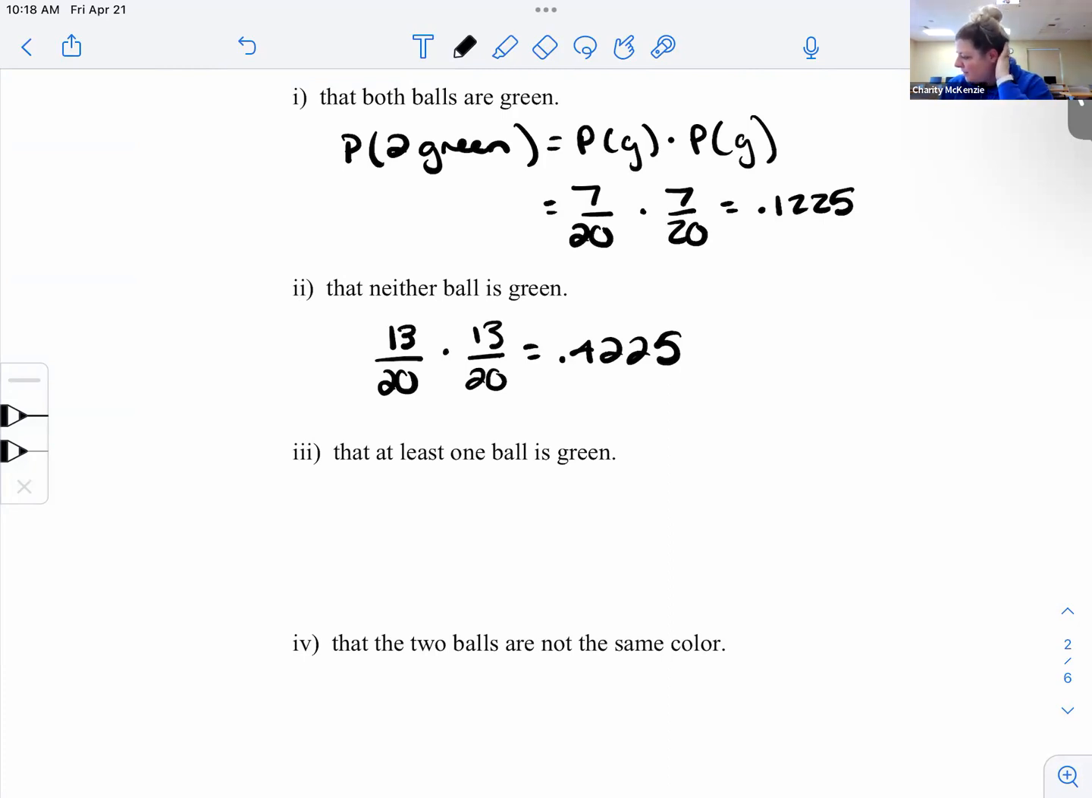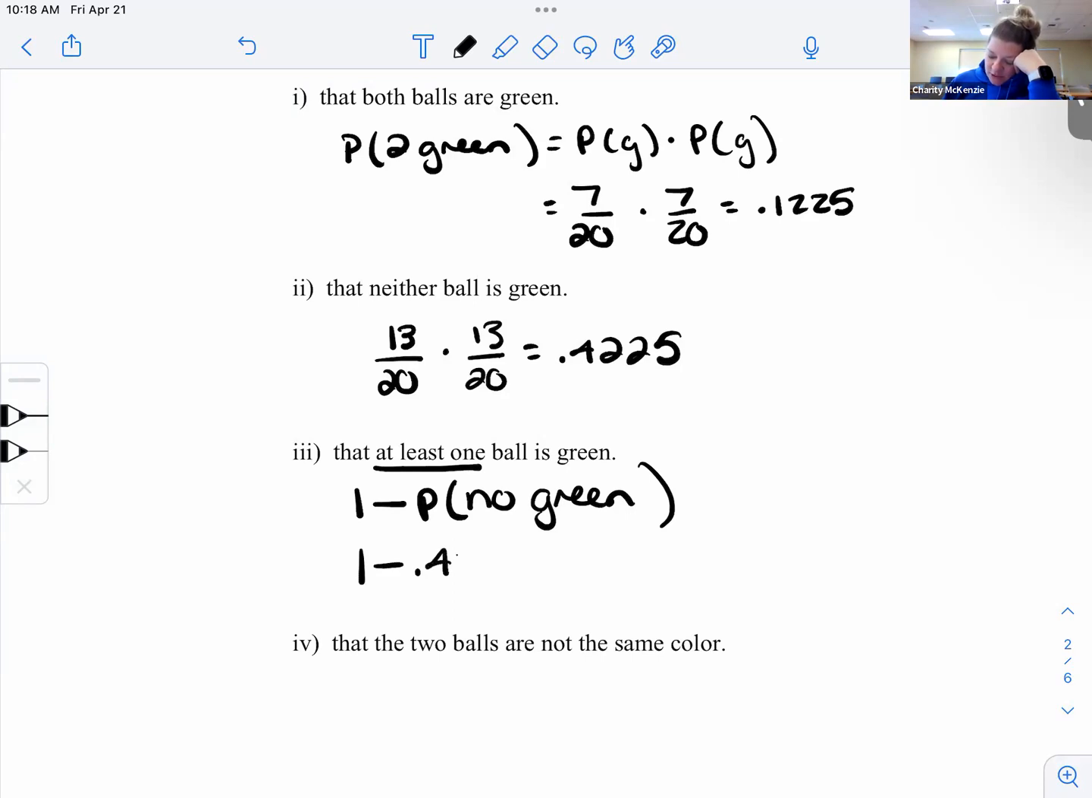Anytime we see "at least," we want to do 1 minus none. So we want to do 1 minus the probability of no green for all at least 1. So 1 minus the probability of no green, which we already have. So it'd be 1 minus 0.4225, and that's going to give me 0.5775. So for at least, we have to use the idea of 1 minus none.